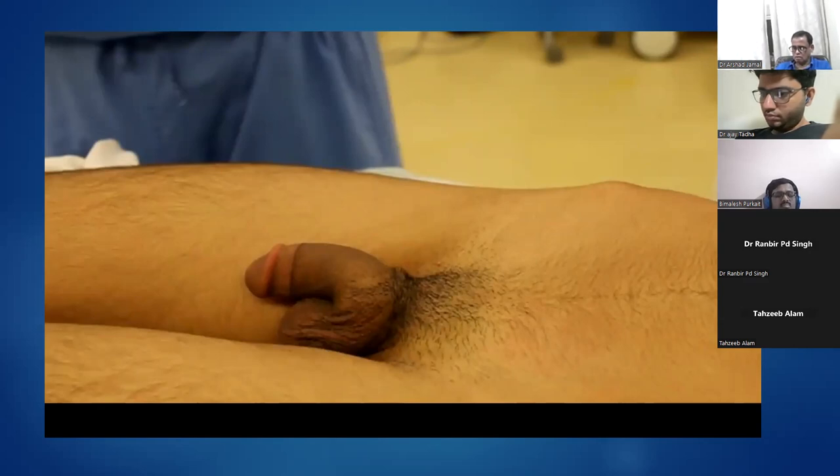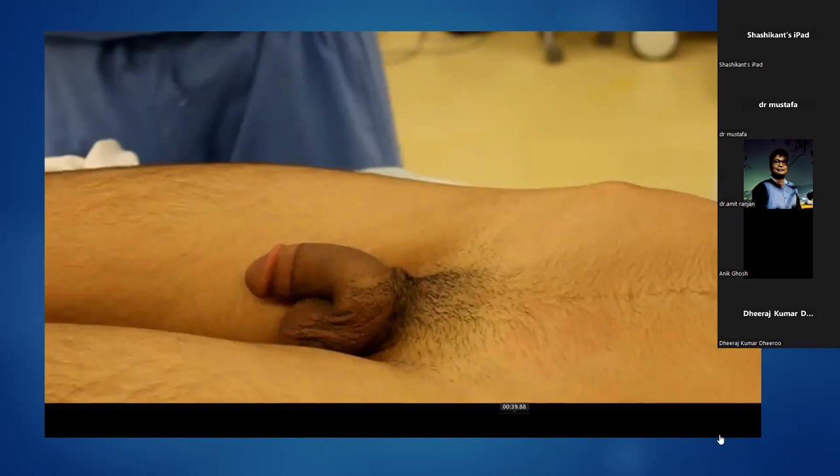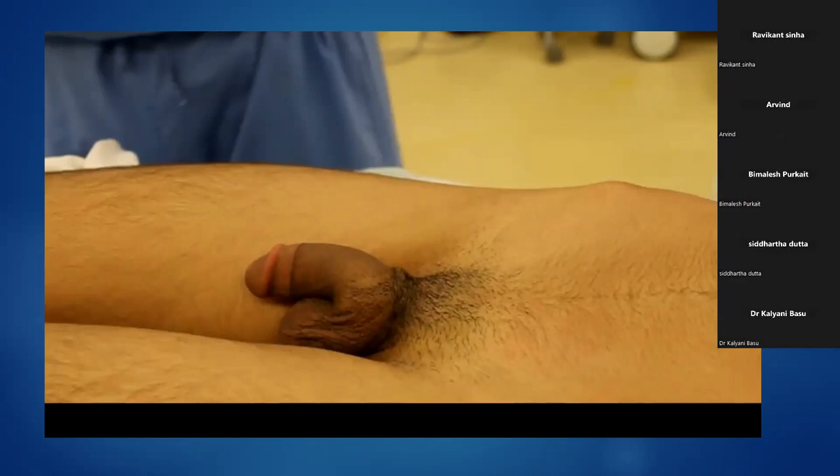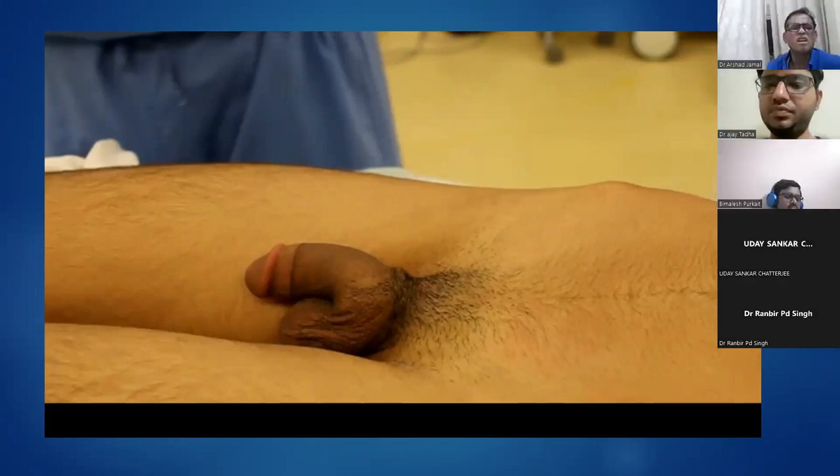Udaya? When do you plan for surgery? Suppose a young newborn comes and one testis is absent. When do you plan for surgery? At 6 months, 6 months to 1 year, because most undescended testes come down to the scrotum by the age of 6 months. If it has not descended, then we have to go for surgery.